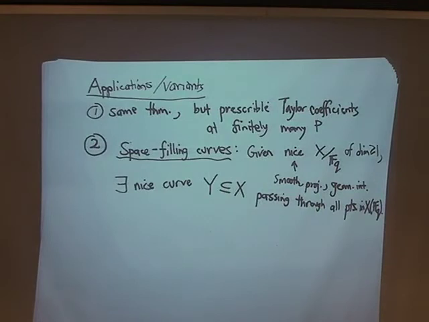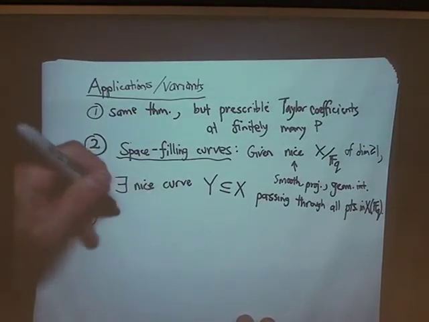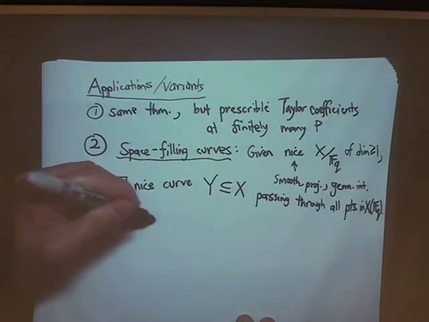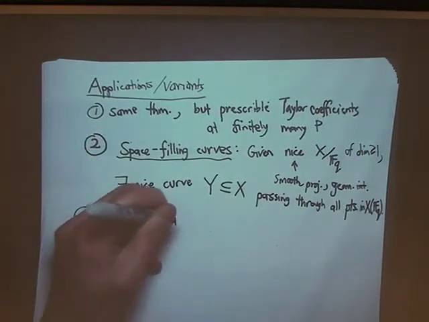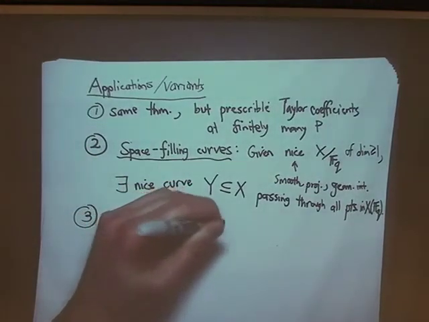And if you want, you can also do the opposite. You can find a smooth curve that misses all the points. Or you can just have it pass through your favorite points and not the other ones. Or you can do things like that. And as another application, maybe I can mention, you can prove that you can get abelian varieties as quotients of Jacobians.